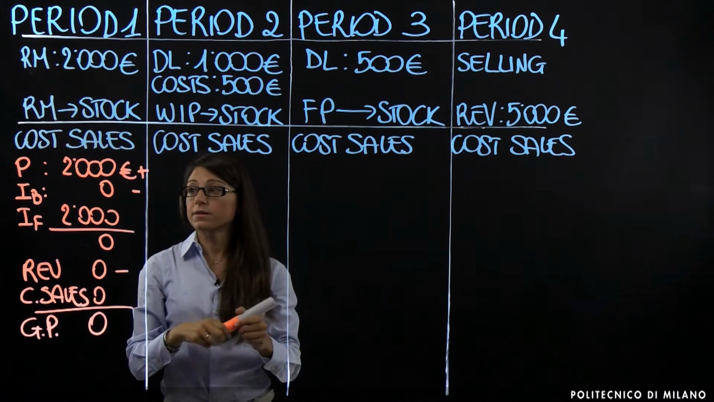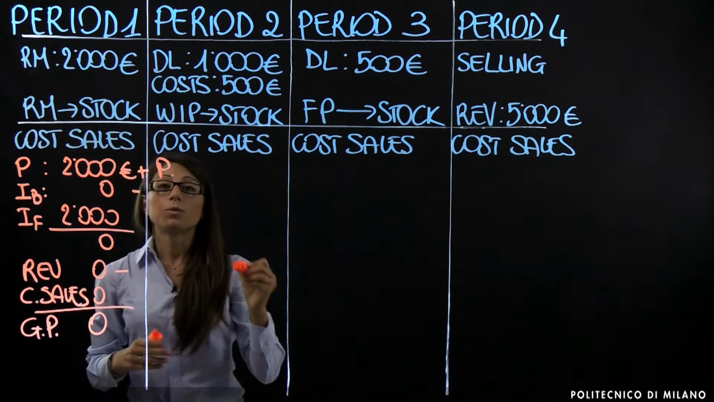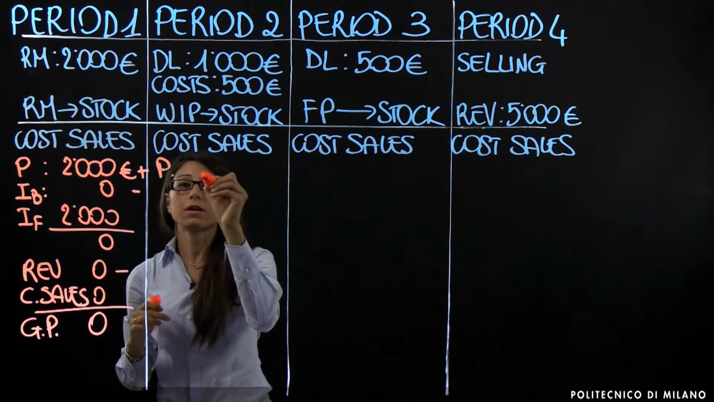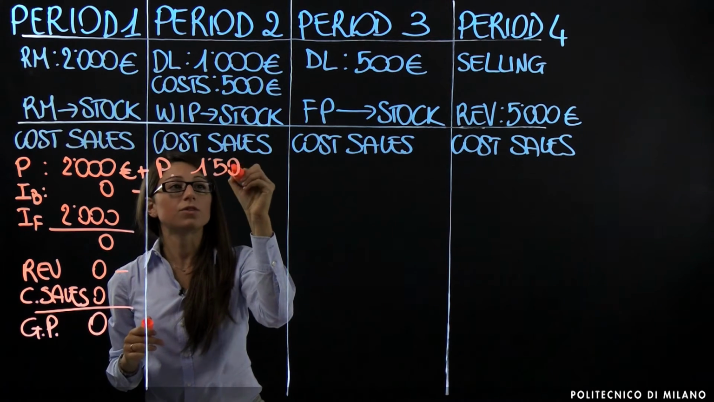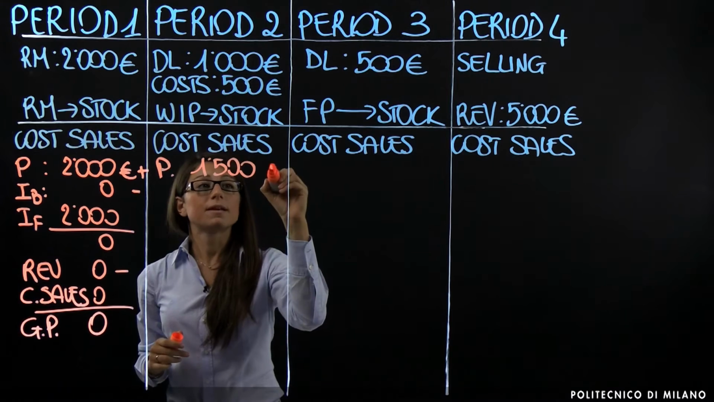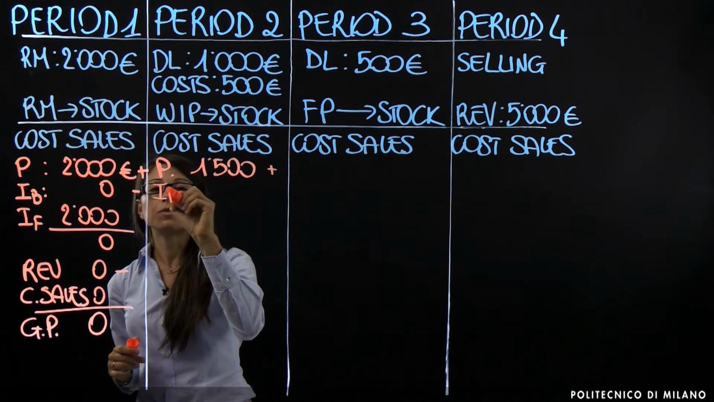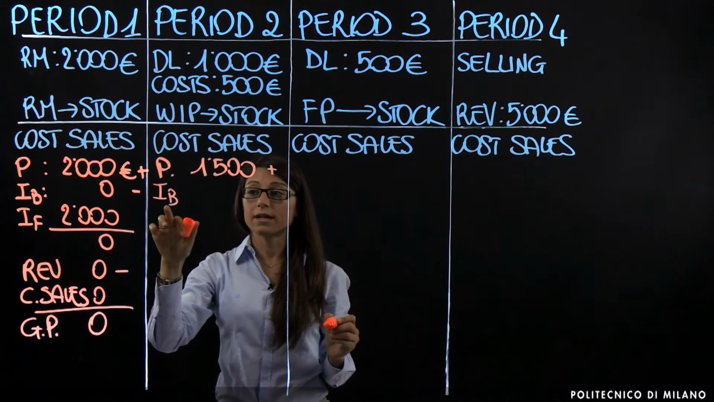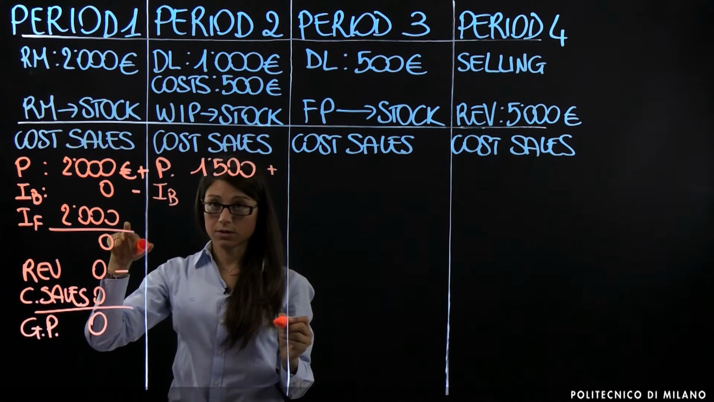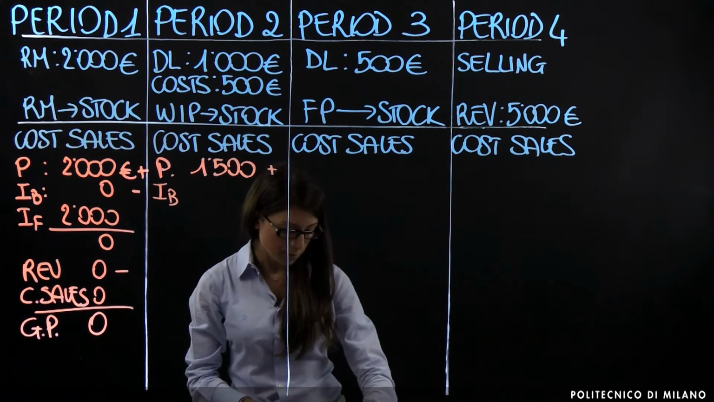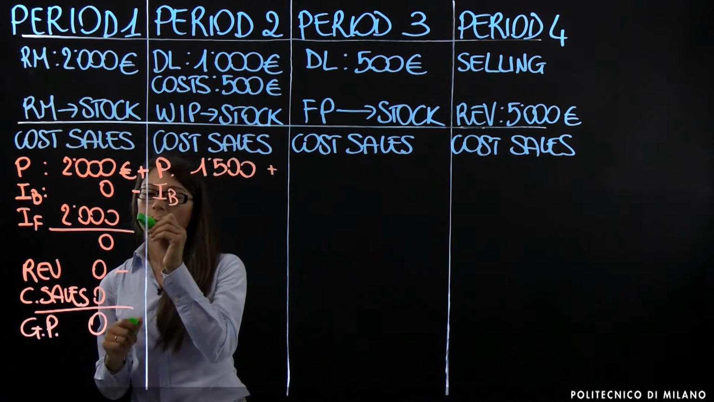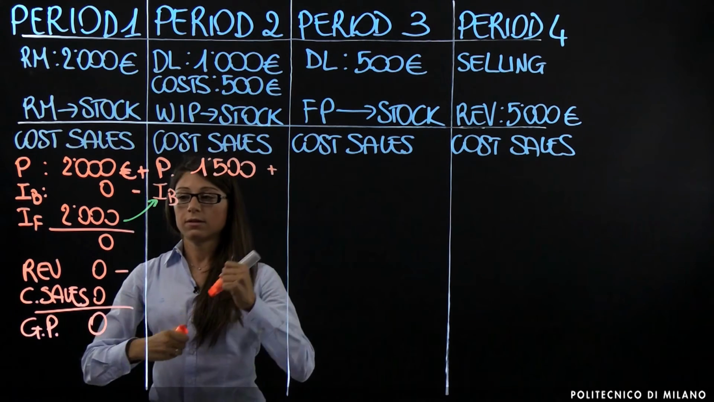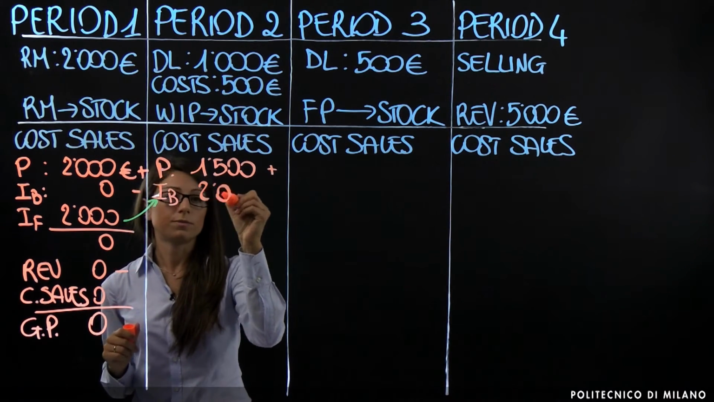Let's start with the cost of sales. Again, the purchases of the period. Which are the purchases of the period? We can see that the purchases are 1,000 euros plus the additional resources, so we have 1,500 euros of purchases of the period, plus the inventories at the beginning of the period. What's the value of the inventories at the beginning of the period? We are at the beginning of period 2 and the initial inventories equal the final inventories of period 1. So we will have that they are 2,000 euros.